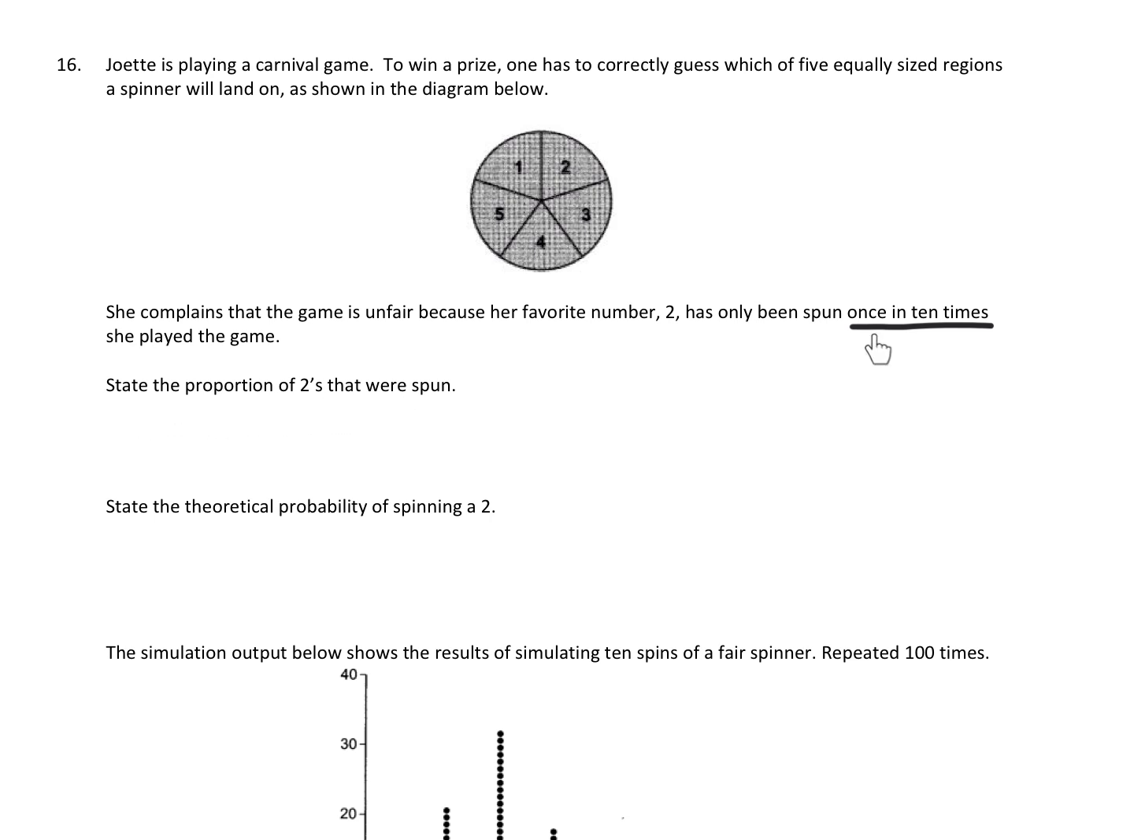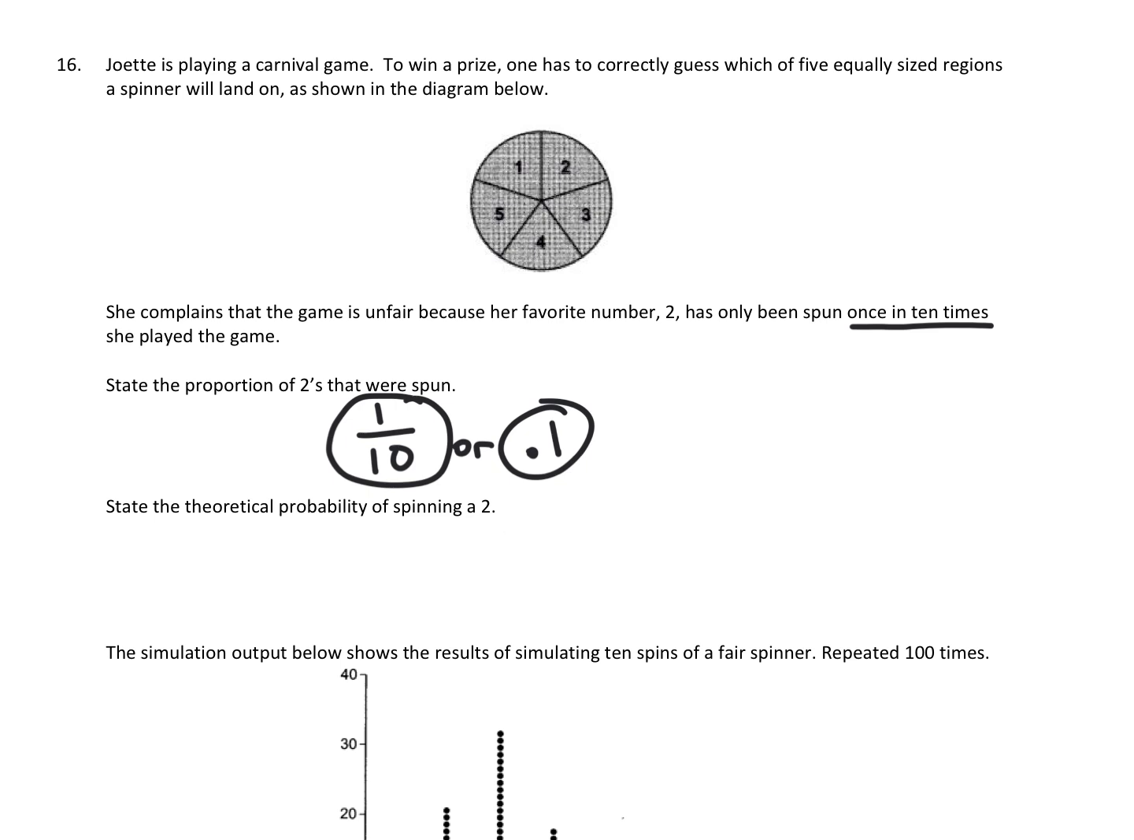Well, it was spun 1 out of 10 times, so the answer to that would just be 1 out of 10. If you prefer to write that as a decimal, that would just be 0.10 or even 0.1, right? So either one of those, I'll say or is fine. Now down here it says state the theoretical probability of spinning a 2.